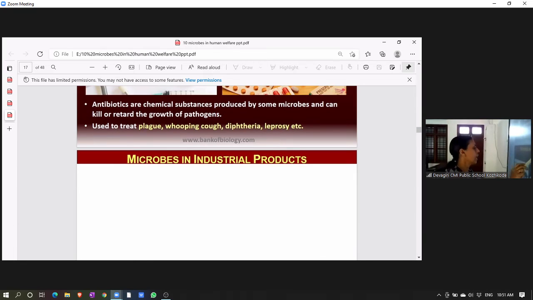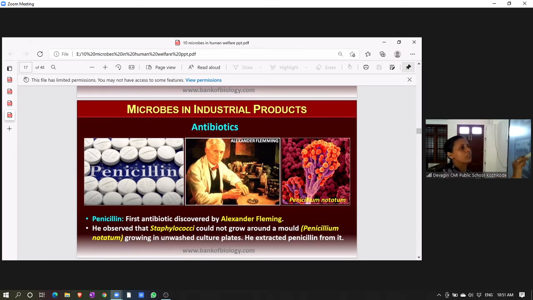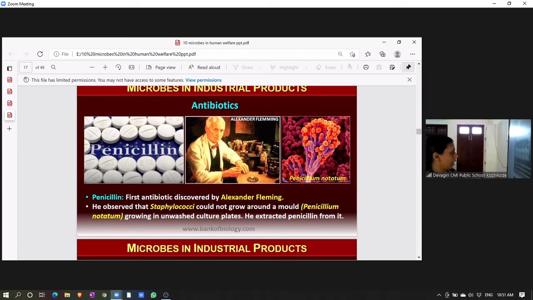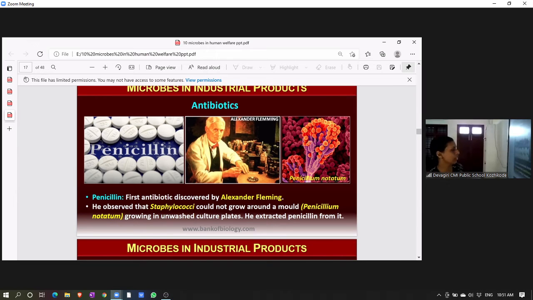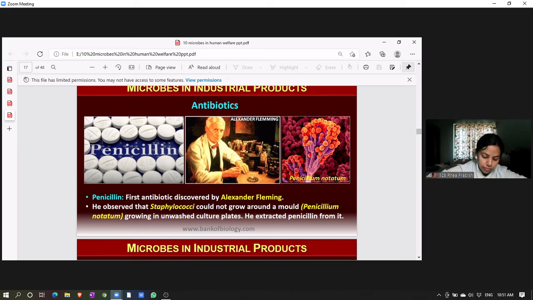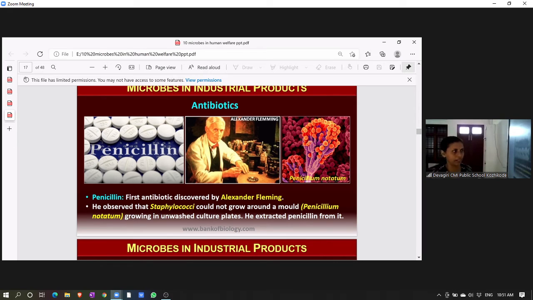Okay, just one second. So in this picture, you can see Alexander Fleming. Who is Alexander Fleming? What is his contribution? Discovery of penicillin. Okay, he was the first person to discover penicillin, which is an antibiotic. As I told you, it is a chance discovery. It is known as serendipity. SERENDIPITY. Okay, it's a chance discovery.